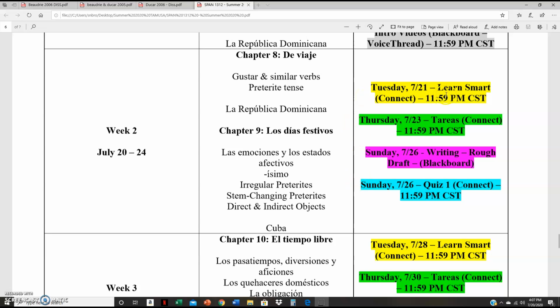So Tuesday, you need to complete the Learn Smarts through Connect. Thursday, the tareas through Connect. There's a rough draft due on Blackboard on Sunday, as well as your first quiz, which will be through Connect. So let's go through so that you can understand what's expected of you for each of these assignments.